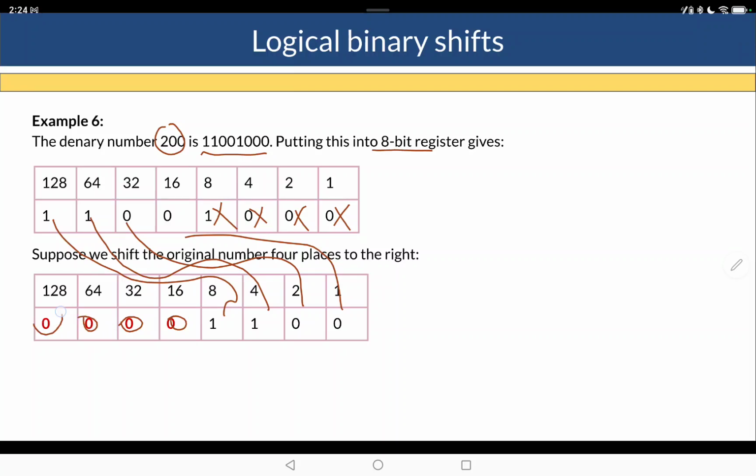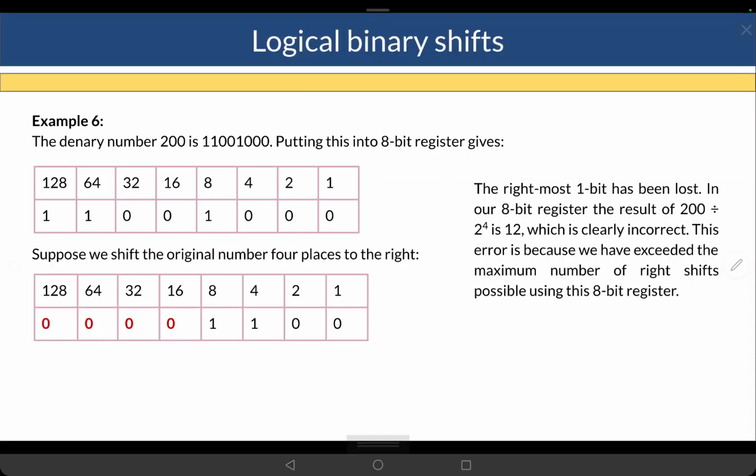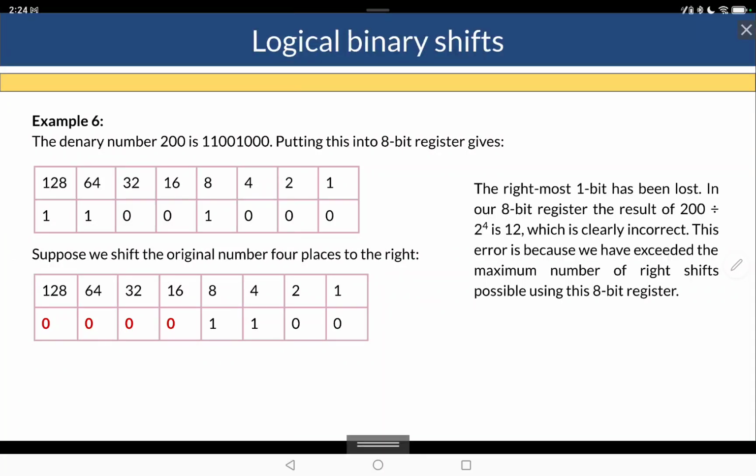we replace with 0. Now if we look at the value of this, it is 8 plus 4, it is 12. Now let's check mathematically if that is correct. 200 divided by 2 raised to power 4 is 200 divided by 16. So we have 12.5, and 12.5 is not the same as 12. So what has happened? We have lost 1 bit, which is this. 1 bit has been lost, and because that 1 bit has been lost, it has made this value incorrect.